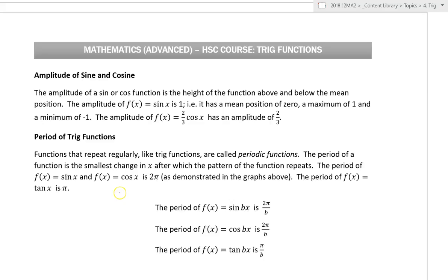So if I have something like cos x, it has a period of 2 pi, but if I had something like the sine of 3x, its period is 2 pi over 3. I take the coefficient of x and I divide 2 pi by that coefficient. It gives me the period of the function for sine and cos. They are very similar.